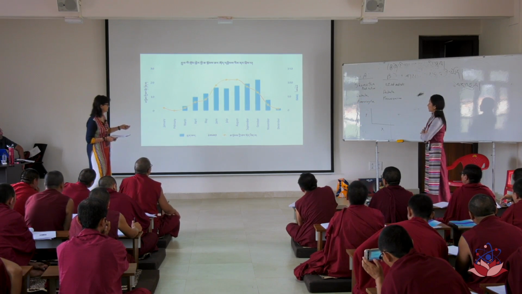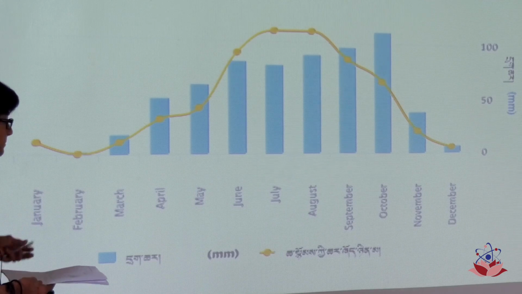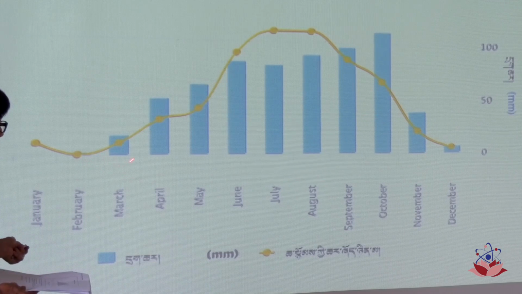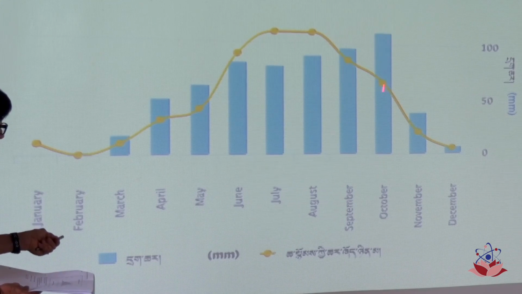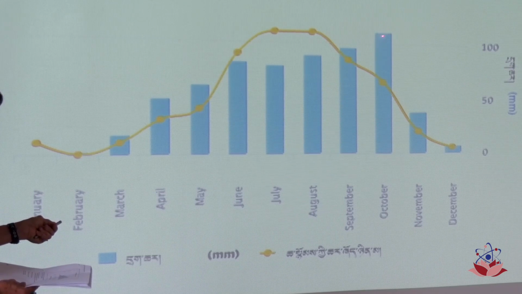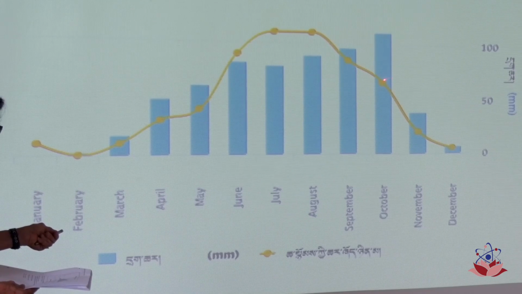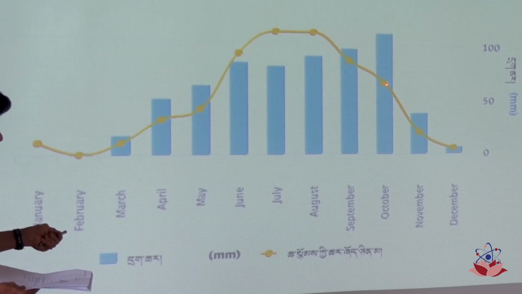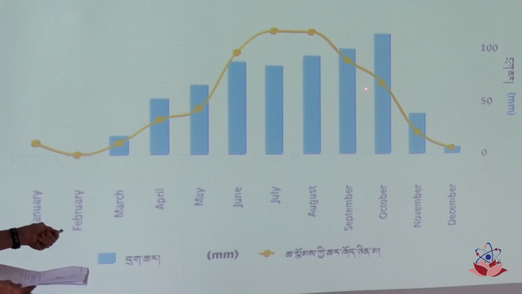So this is an excellent example of how we can compare different types of data in a graphical form, and then we might make predictions about if we know it rains more in October, but there are fewer days that it rains. My prediction is that on those few days that it does rain, it rains very, very hard.